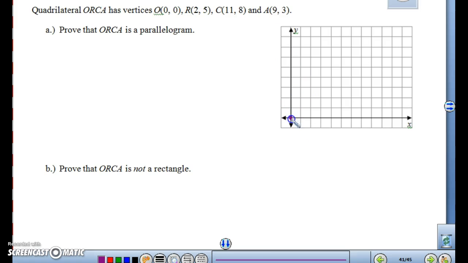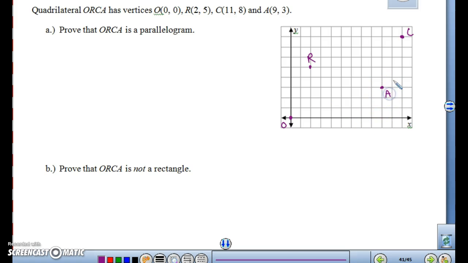(0,0) would be here, that's point O. R would be at (2,5). 1, 2, 1, 2, 3, 4, 5. There's R. C is at (11,8). 1, 2, 3, 4, 5, 6, 7, 8, 9, 10, 11. Oops, (11,8), sorry. 1, 2, 3, 4, 5, 6, 7, 8. There's C. And then A is at (9,3). 1, 2, 3, 4, 5, 6, 7, 8, 9, 1, 2, 3.